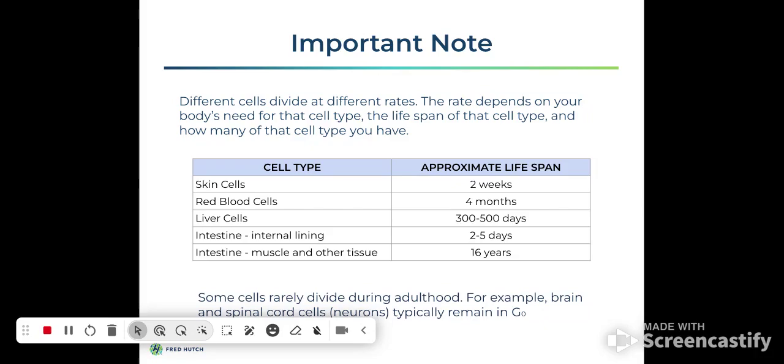Whereas other parts of your intestine, like the muscles and other tissue, could be 16 years before they need to get replaced. And some of the cells that divide the most rarely, or even sometimes never, are your brain and spinal cord cells, or your neurons. So those typically remain in that resting state and rarely divide, especially once you reach adulthood, which is oftentimes why they say if you lose your brain cells, you lose them for good, because you don't typically get to replace those. So it's really important to take good care of your brain cells.